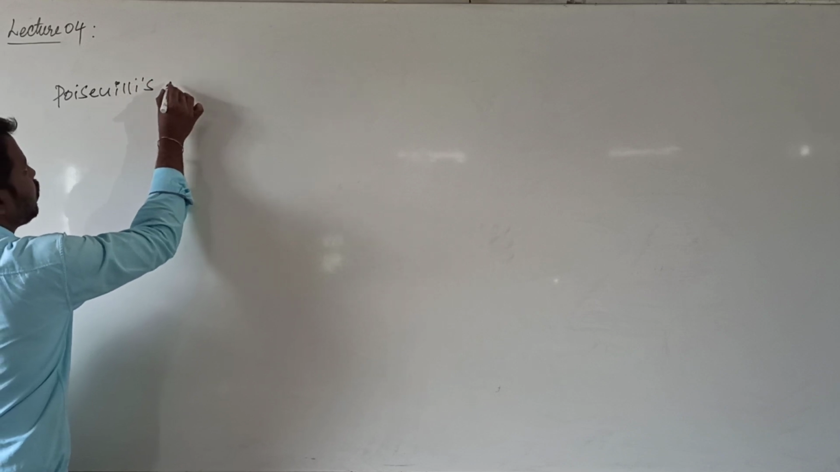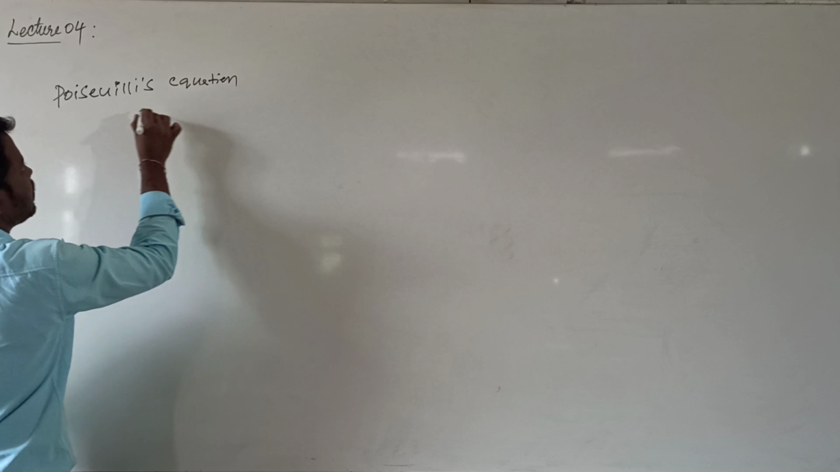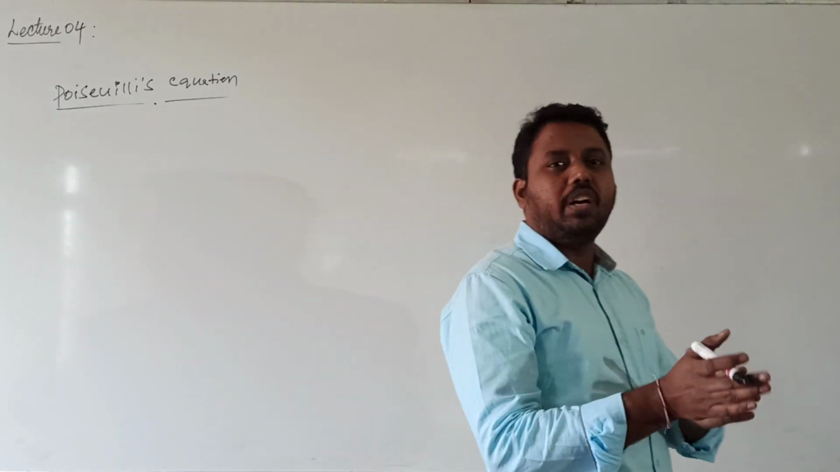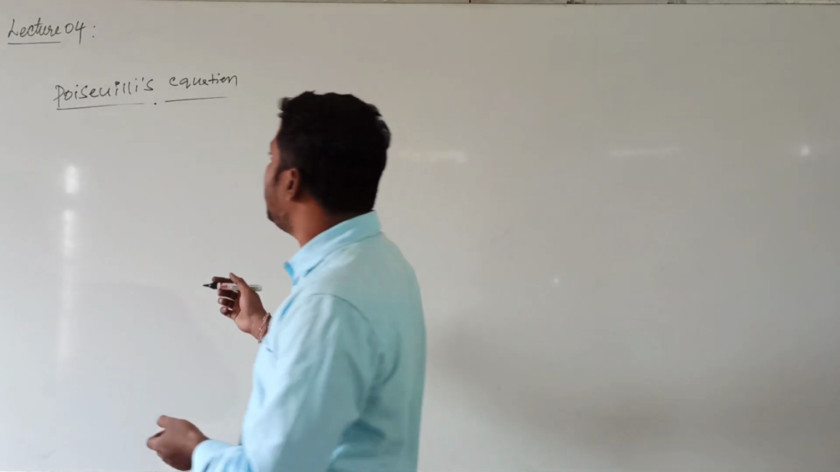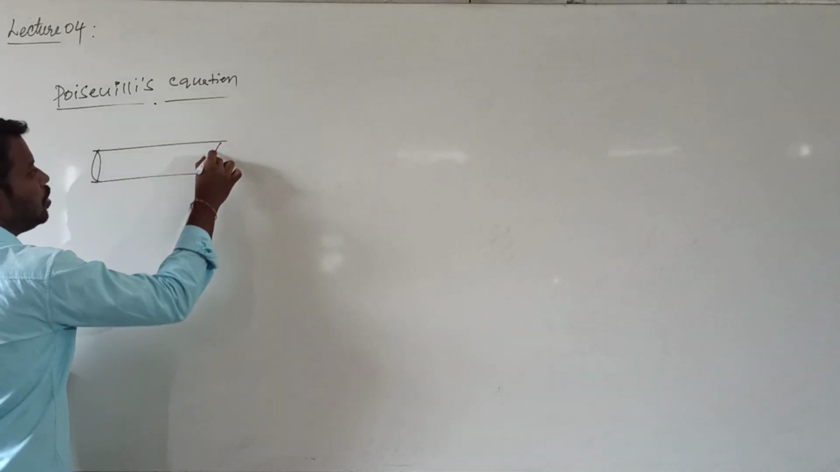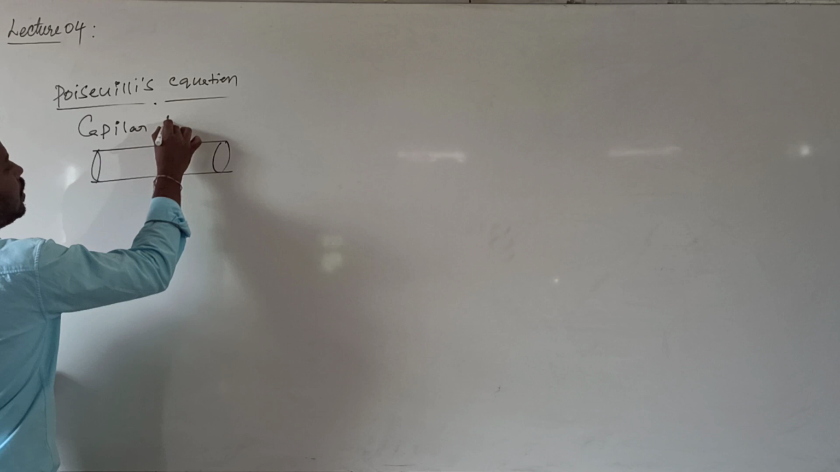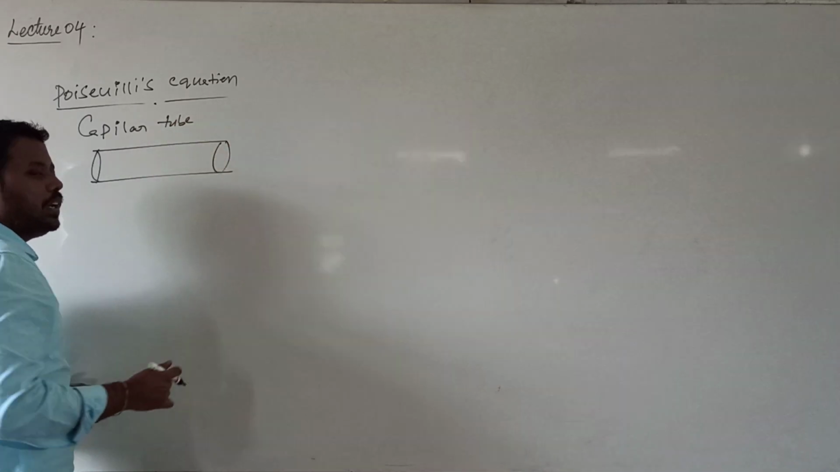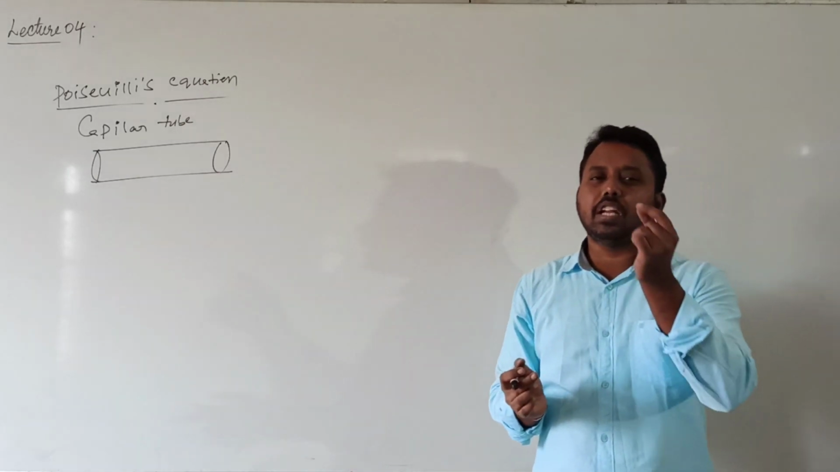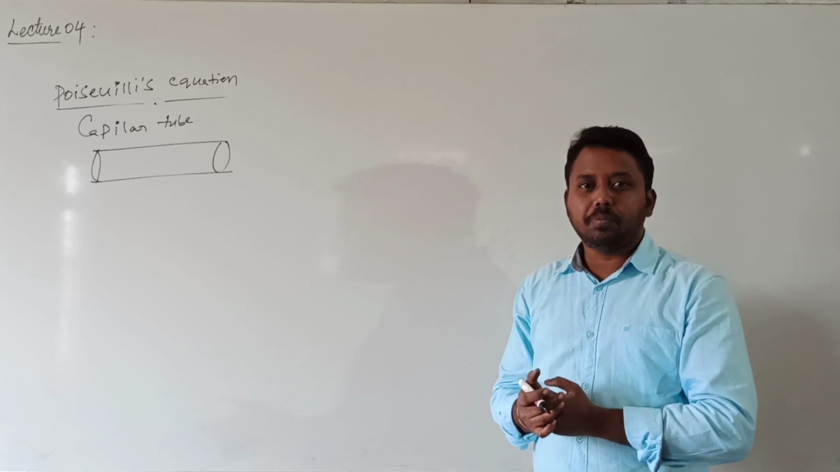Poiseuille's equation or formula. So what is Poiseuille's equation? The scientist's name is Poiseuille. Whenever a fluid is flowing across a horizontal tube, we come to know the capillary tube. So what is the meaning of capillary tube? It means the tube whose length is very large compared with its radius. So the thickness is very small. That much smaller thickness is called a capillary tube.